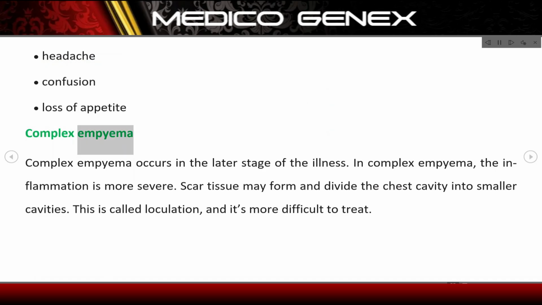Complex empyema. Complex empyema occurs in the later stage of the illness. In complex empyema, the inflammation is more severe. Scar tissue may form and divide the chest cavity into smaller cavities. This is called loculation, and it's more difficult to treat.